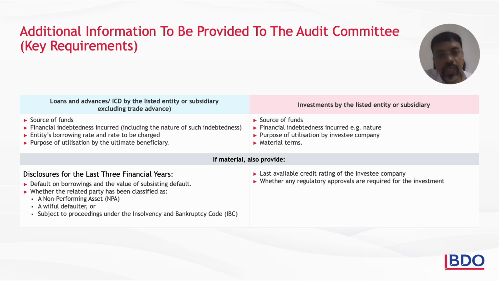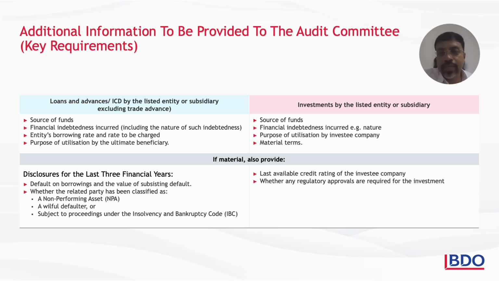And if this item is material, then further disclosures are also required for the last 3 financial years, which include default on the borrowings and the value of any subsisting default, whether the related party has been classified as a non-performing asset, willful defaulter, or it is subject to the insolvency proceedings. Then these will also form part of the minimum information.